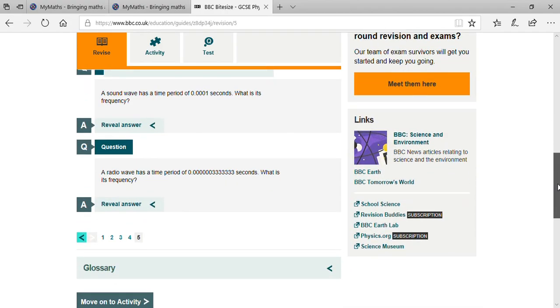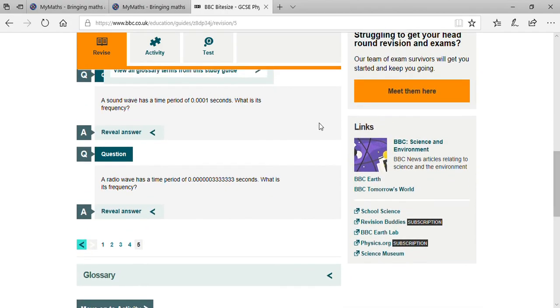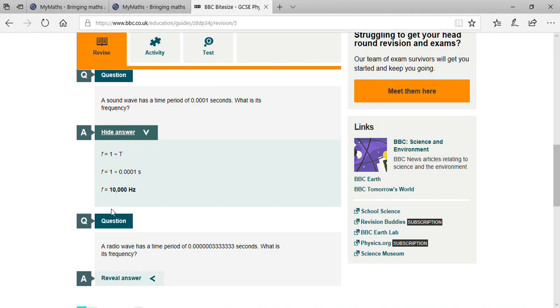Understand? So basically, they give this kind of question that could come in your test, or your teacher could ask you: a sound wave has a time period of 0.0001 second. What is its frequency? So you just have to reverse that, and that means 1 upon 0.0001. Yes? Oh yes, your answer is right.